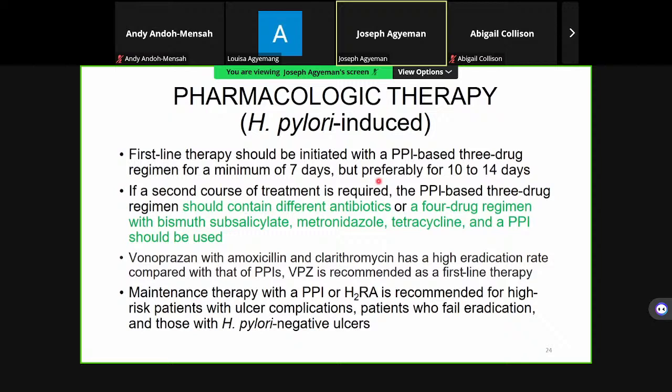PAC in capitals, subscript 500. The P stands for the PPI, that is esomeprazole. The A stands for amoxicillin 1 gram. Then the C500 stands for clarithromycin 500 milligram. So amoxicillin 1 gram, clarithromycin 500, the esomeprazole 20, BD, for 10 to 14 days. Vonoprazan, if it comes to Ghana, would be another good choice for us.